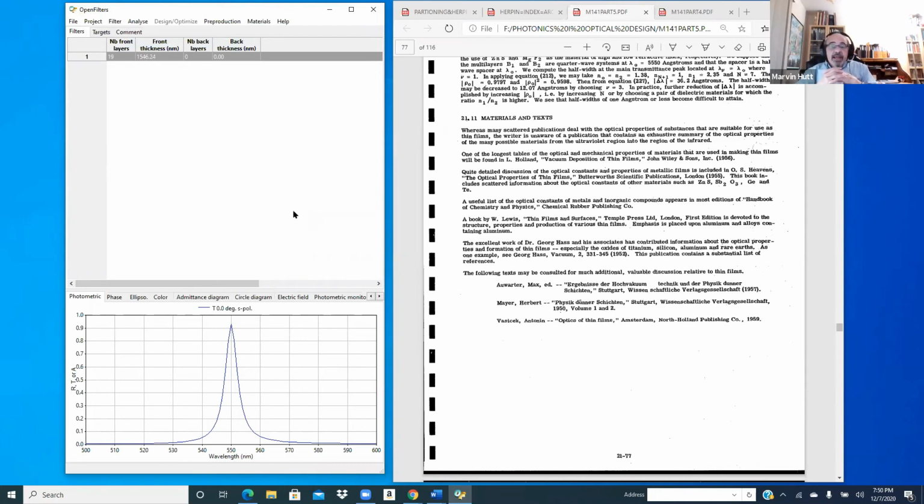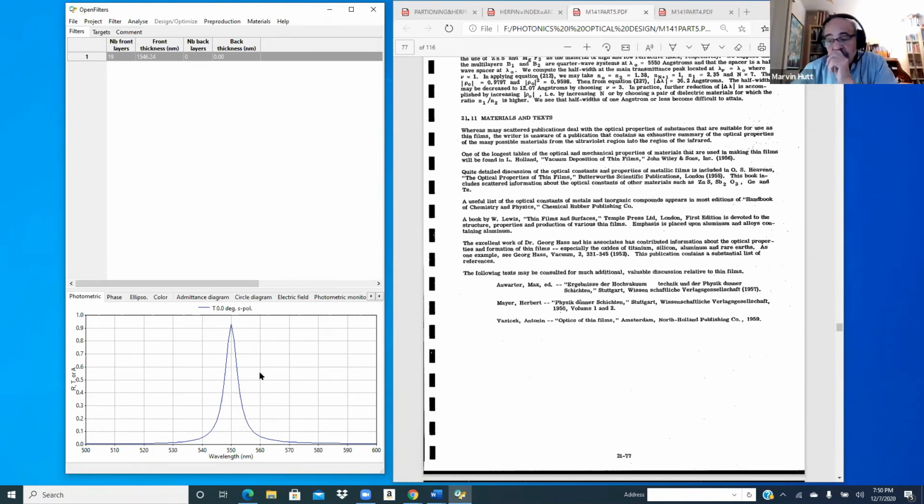Okay, that means we have a filter which has a pass band here. This is 540 to 560. At the halfway point, we go from about 545 to 555. So this is about a 10 nanometer bandpass, no, 100 nanometer bandpass. Okay, this is the Fabry-Perot interference filter.